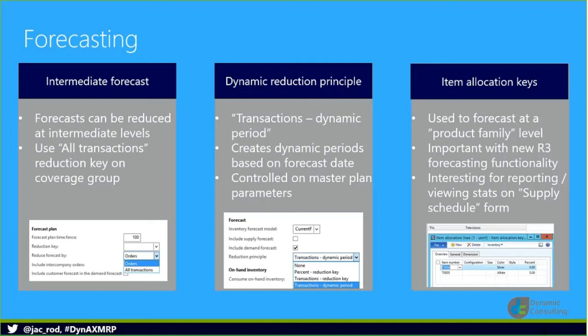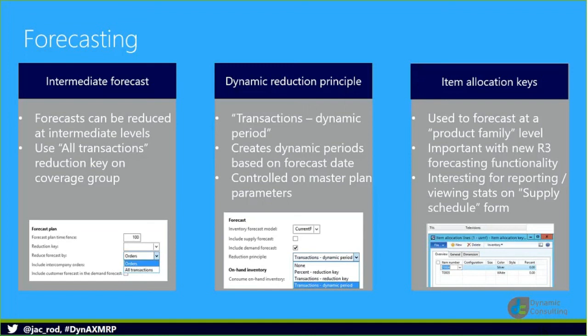So again, it's just a new way to create reduction key periods. And then finally, the item allocation key is a way that you can forecast at sort of a product family level. This is important with the new R3 demand forecasting functionality, where you have to use the product family, they're called, to specify the forecast. So it's something that's interesting and important to use.